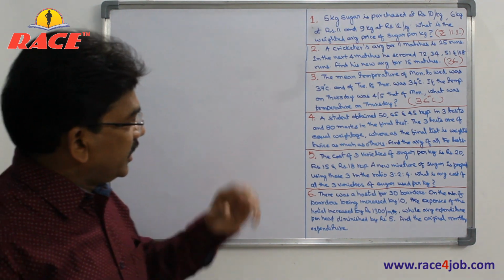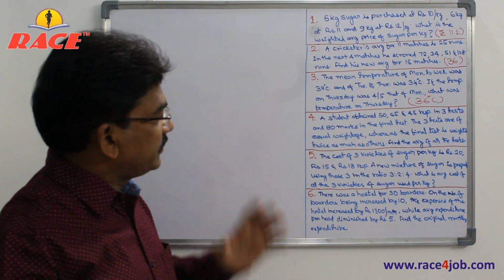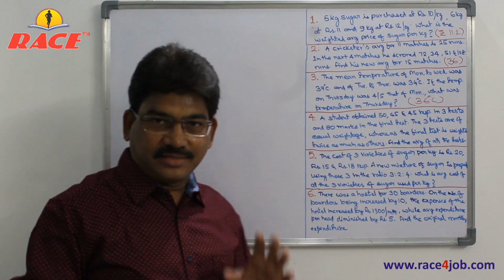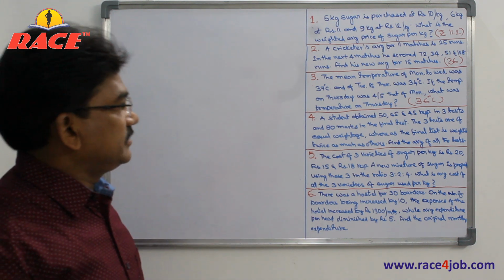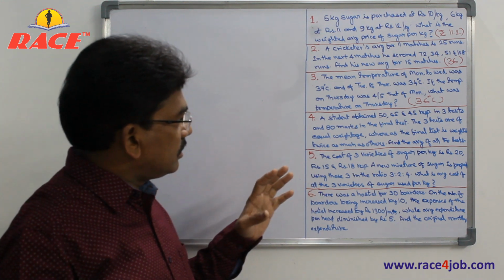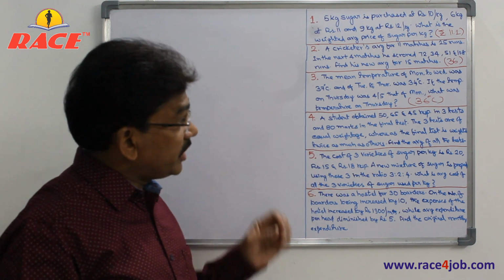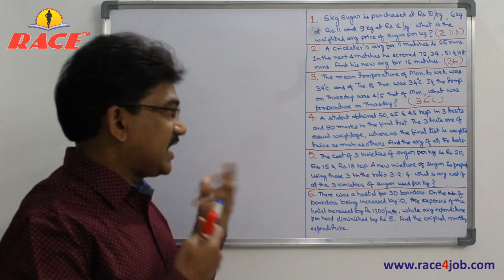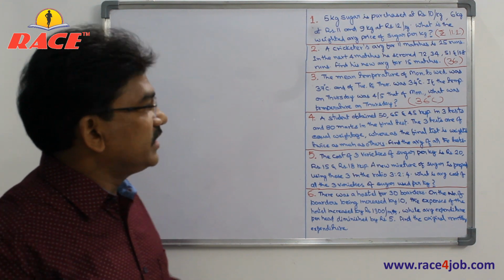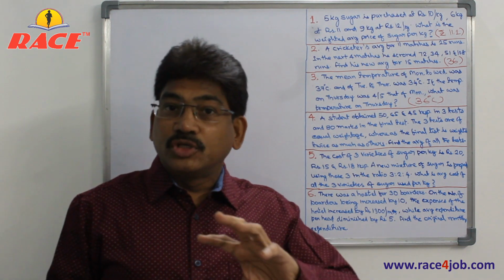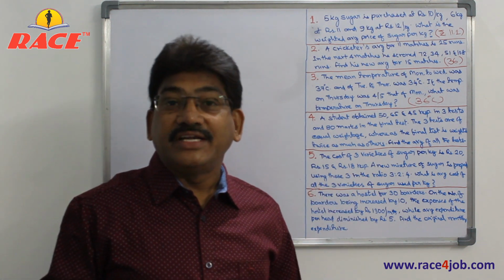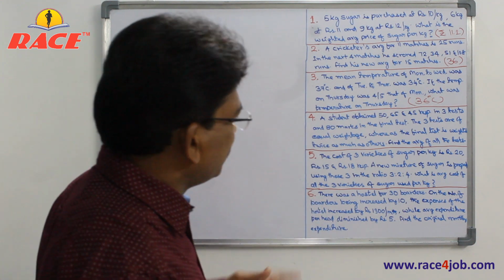Next. A student obtained 50, 65 and 45 respectively in 3 tests and 80 marks in the final test. The 3 tests are of equal weightage, whereas the final test is weighted twice as much as others. Find the average of all the tests. Okay, total 4 tests. The 4th test has twice the weightage of the other 3. He's asking what is the average. Okay, simple this one also.